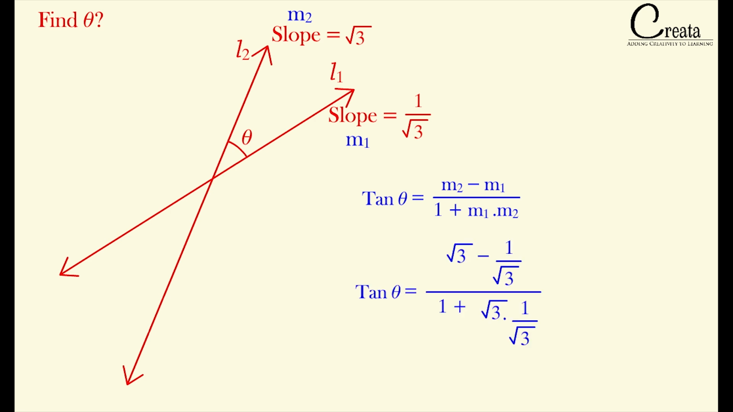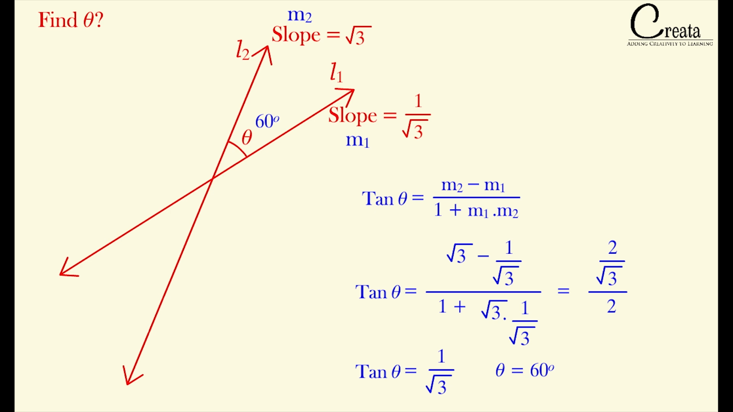On putting the value, we got tan theta is equal to 1 by root 3. On solving, we got theta is equal to 60 degree. That is, we got one angle between the line L1 and L2, that is theta is equal to 60 degree.